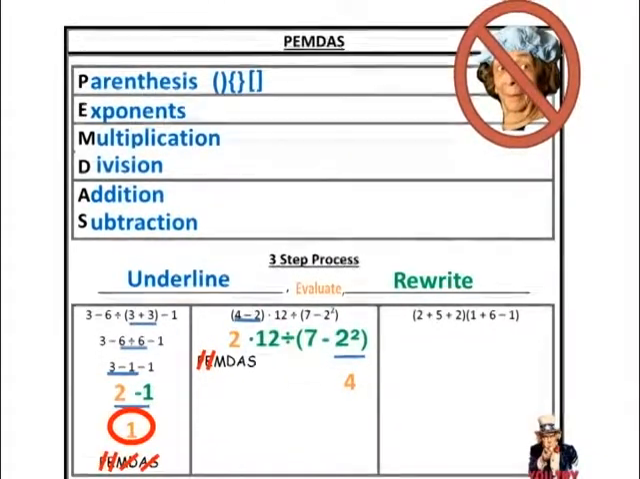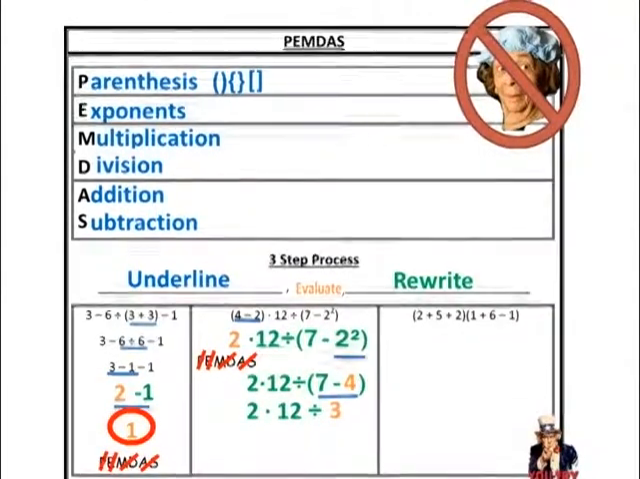I'm done with my exponents, but I'm still inside that set of parentheses, so I'm still dealing with the order of operations in the parentheses. I have no multiplication, division, but I do have addition or subtraction. I see subtraction. 7 minus 4 equals 3. I underline, I evaluate, I rewrite. Everything that was not underlined, everything that did not calculate, that 3 comes straight down. 2 times 12 divided by 3. Now I'm finally done with that set of parentheses.